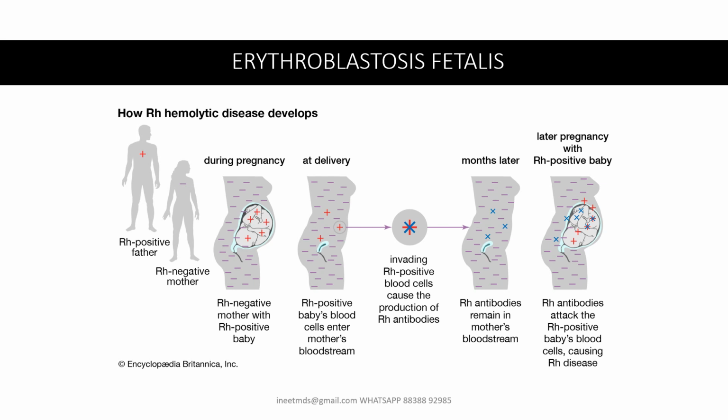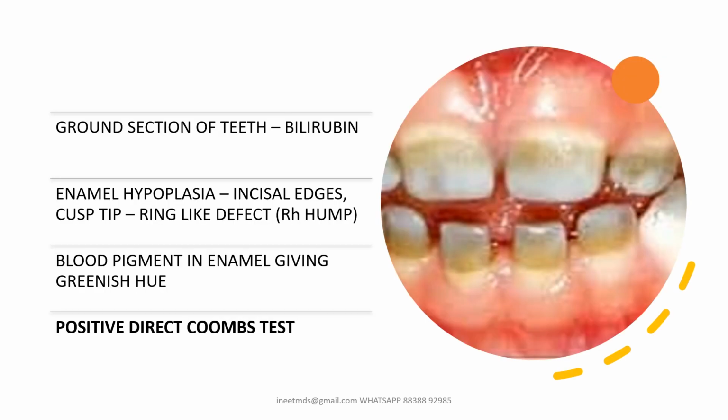The severe conditions will even lead to death, but for the mild to moderate ones, after the birth of the baby you can find certain findings. The ground section of the teeth will have bilirubin or other blood products. The teeth will have different colors of hue depending upon what type of blood pigment is there.